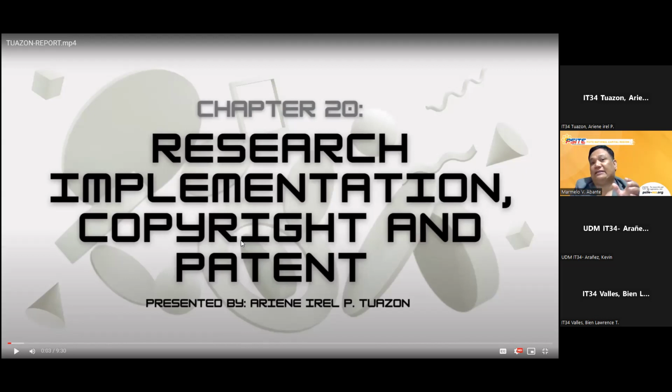Patents play a vital role in protecting novel inventions resulting from research. Unlike copyright, which protects the expression of ideas, patents safeguard new and useful inventions. Researchers can apply for patents to secure exclusive rights to their innovation, encouraging investment in further development and commercialization.